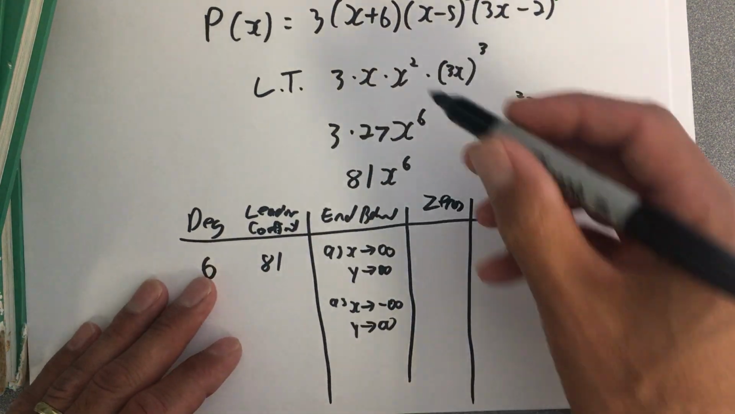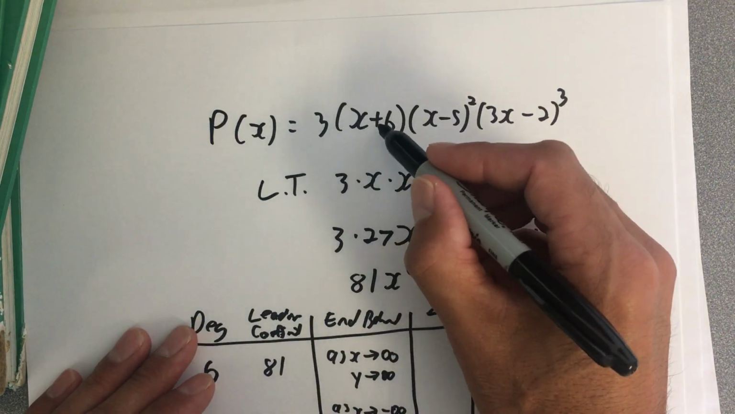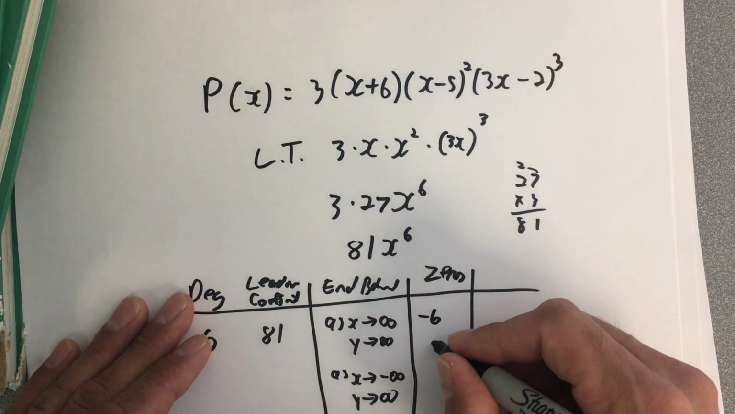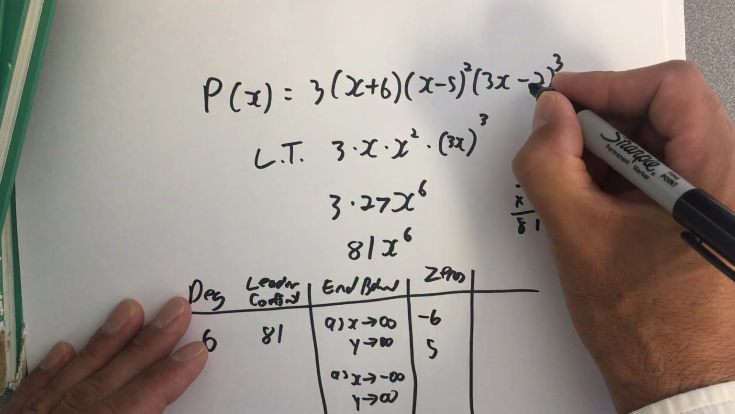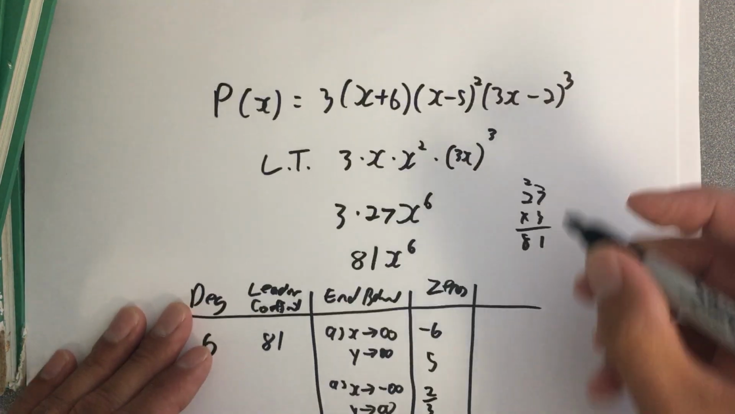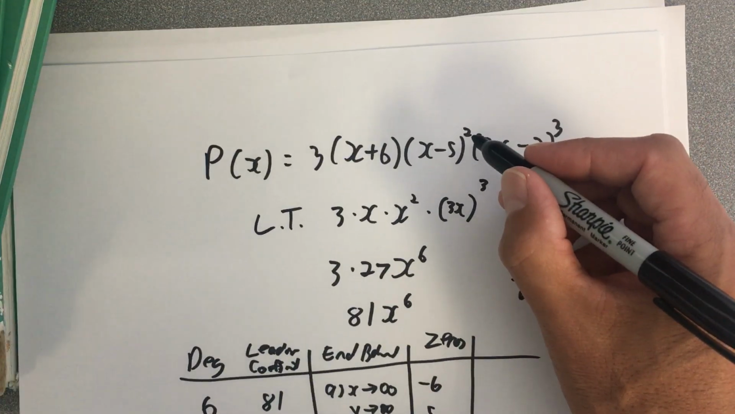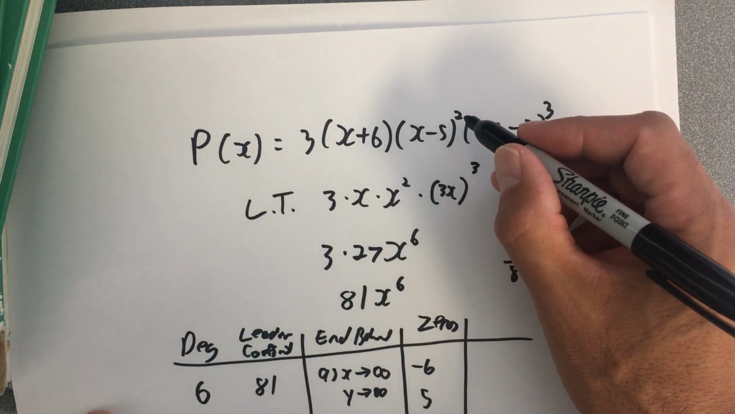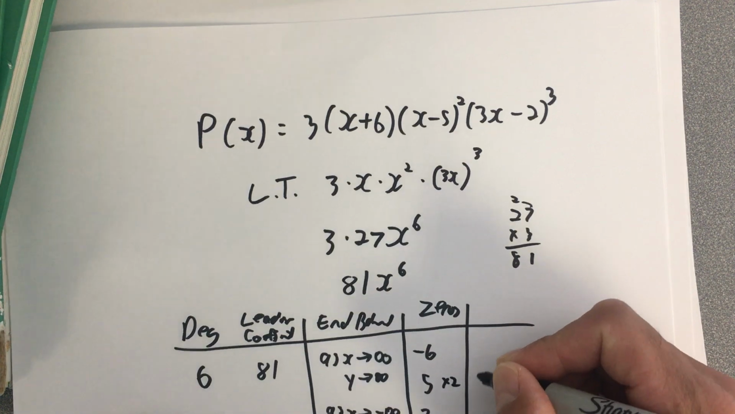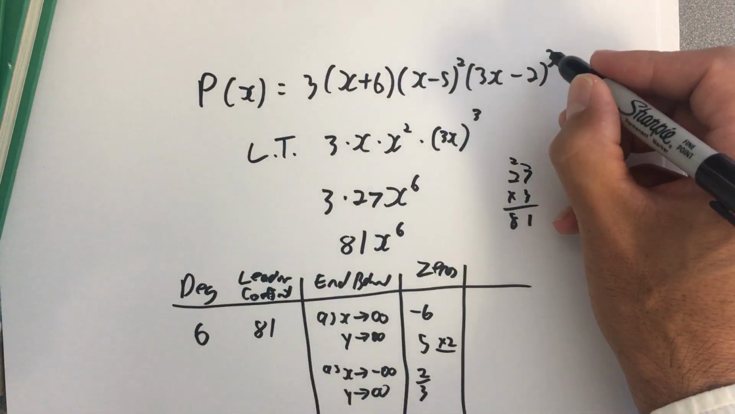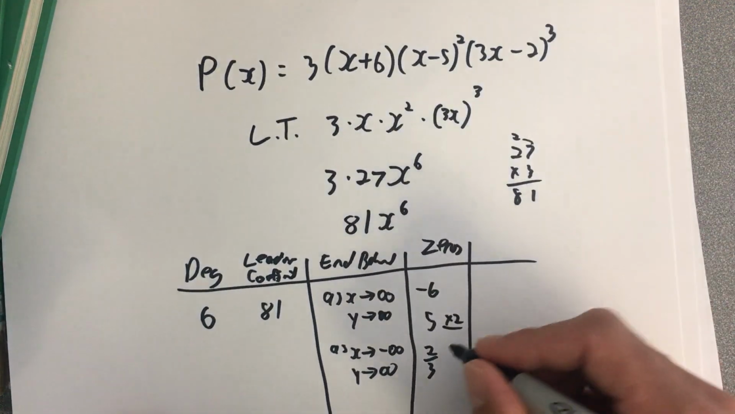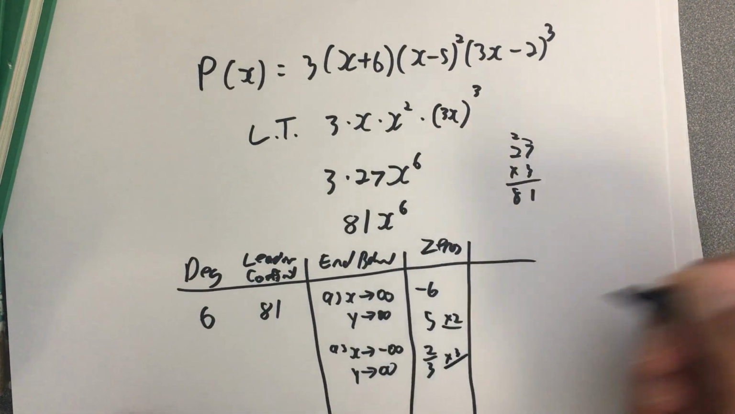Okay, we now have zeros. Our zeros are at negative 6, positive 5, and positive 2 over 3. However, notice there's an exponent here, which means we actually have 2 zeros at positive 5. So I'm just putting a times 2 because we got 2 of them. And we have 3 zeros at 2 over 3. So I'm going to put times 3, just as a note.